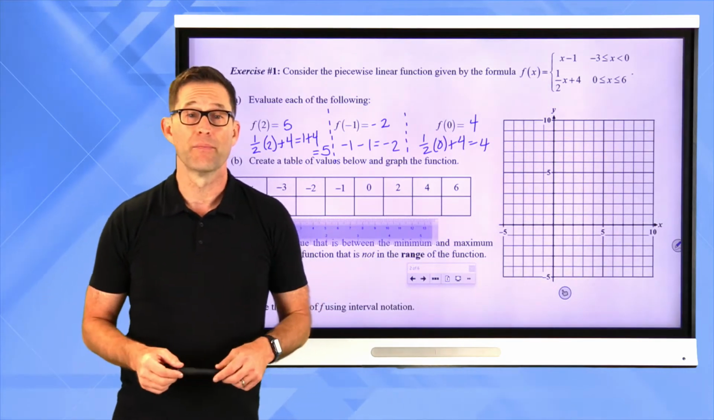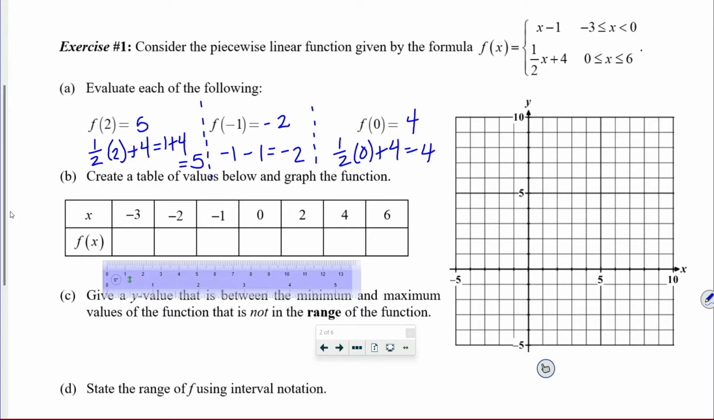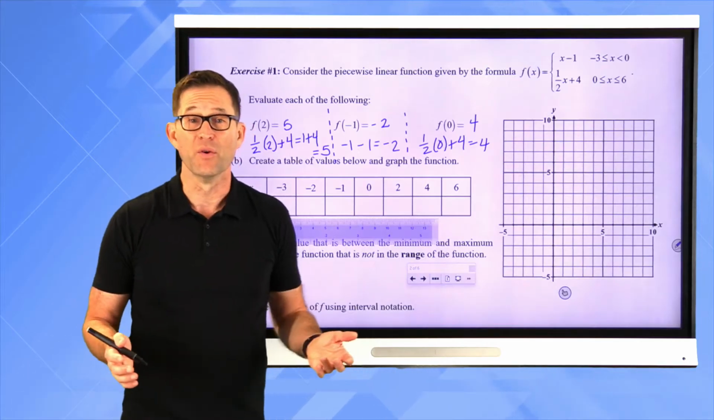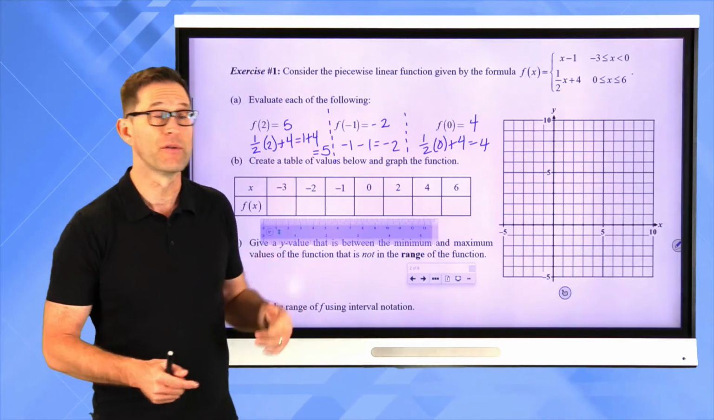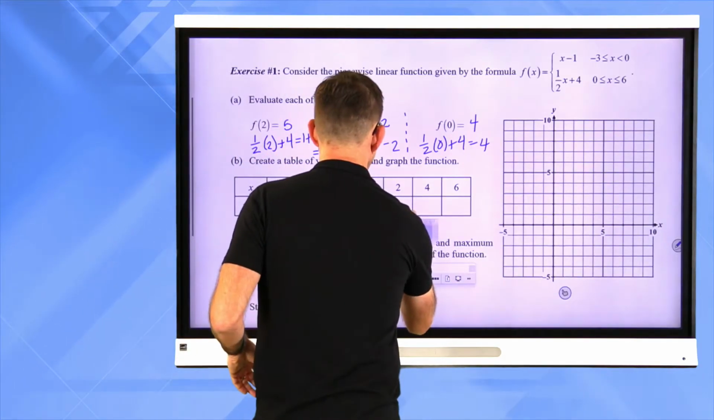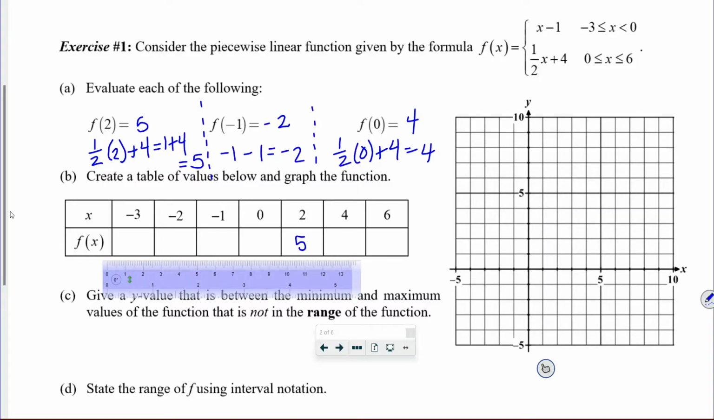Now let's talk about letter B. Create a table of values below and graph the function. Awesome. Well, one thing we can do is we can already fill in some of the values. For instance, f of 2 is equal to 5, so I can put a 5 right here. f of negative 1 is equal to negative 2, so I can put a negative 2 there. And f of 0 is equal to 4, so I can put a 4 there.